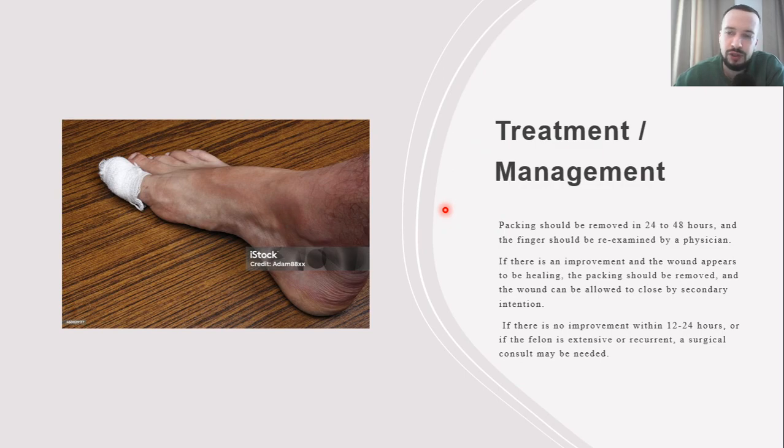Packing should be removed in 24-48 hours and the finger should be re-examined by a physician. If there is an improvement and the wound appears to be healing, the packing should be removed and the wound can be allowed to close by secondary intention. If there is no improvement within 12-24 hours, or if the felon is extensive or recurrent, a surgical consult may be needed. More often we don't do the secondary intention because it is not necessary. The cutting on the fingers is so small and it never leads to any problem for patients.